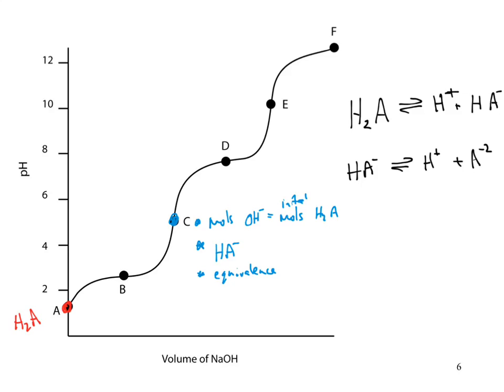What happens as we continue to add base? You'll notice the pH spikes, but then it slows down again. And you'll notice that it's slowing down again around pH 8. So it's not the pH of a strong base. That seems a bit odd. Why would it slow down below the strong base concentration?